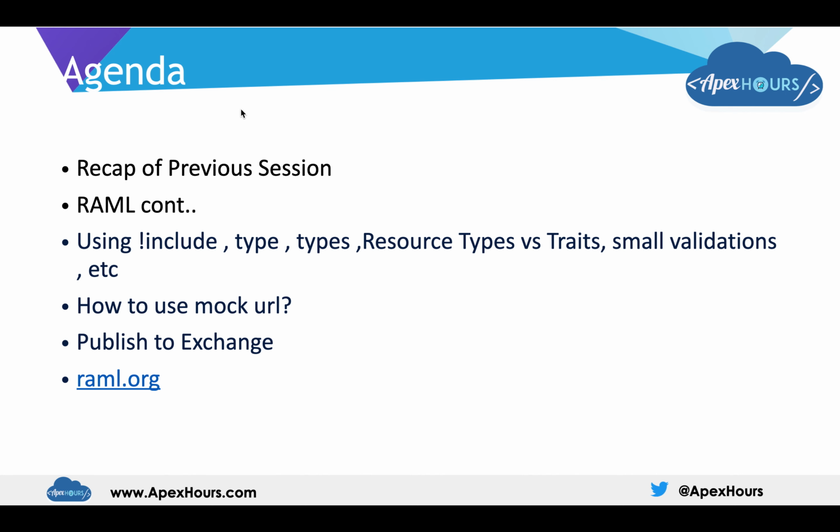So I will try to explain about using hash, exclamatory include. I think I have already explained that in the previous session, and what are types, resource types versus traits, and small validations, and how to use mock URL and how to publish to Exchange. I think even publish to Exchange I have explained a lot in the previous session. And coming to raml.org, that is one of the best sites where you can learn about RAML and more topics. If you have any questions, any doubts, you can always refer to this website.